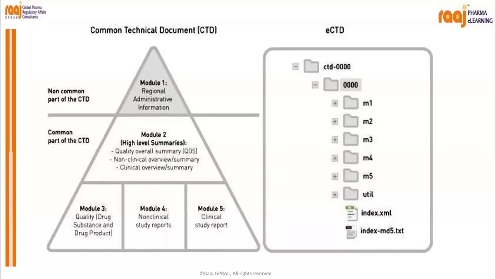So, like this, module 2 is talking about the summaries of module 3, 4, and 5. It is always called QoS. QoS is nothing but quality overall summaries, which are the non-clinical summaries and the clinical summaries, and the non-clinical overviews and the clinical overviews. It's easy to remember, right?